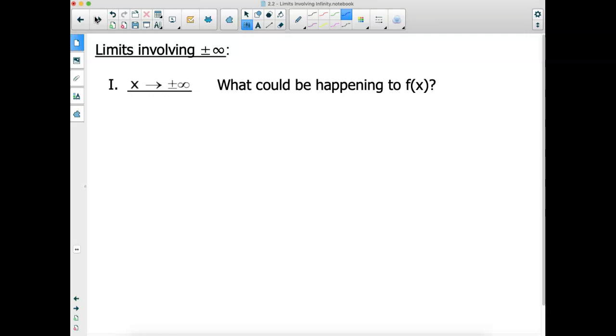Couple things we're looking at. Two things are going to happen. Either x is approaching plus or minus infinity, or the limit value, the y value, is approaching plus or minus infinity. Okay, we're going to look at both of these. The first one we're going to look at is as x approaches plus or minus infinity.